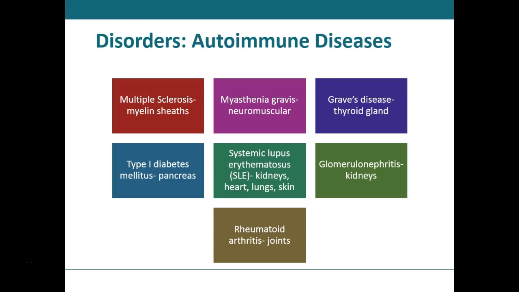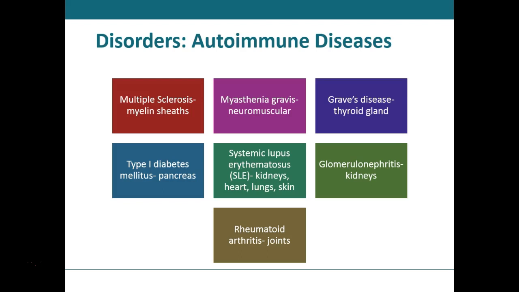type 1 diabetes mellitus, where the T cells attack the pancreatic beta cells that produce insulin. In multiple sclerosis, the T cells attack the myelin sheaths and destroy those myelin sheaths around the axons of neurons.